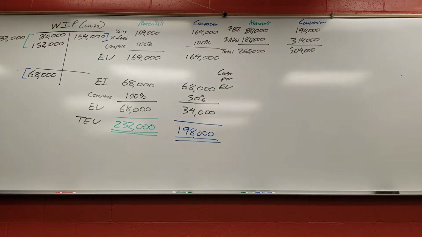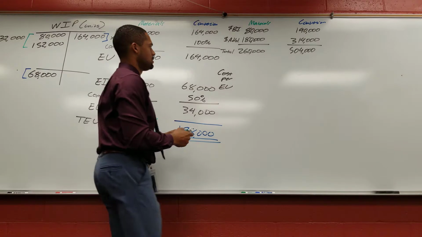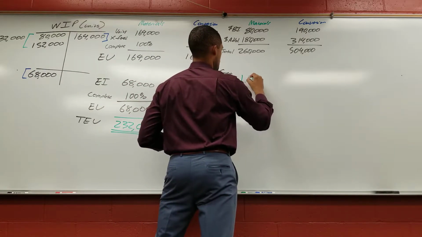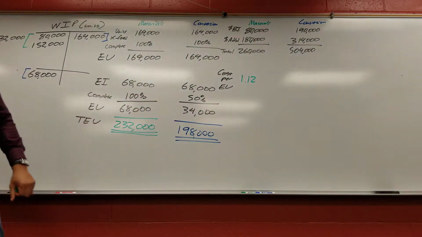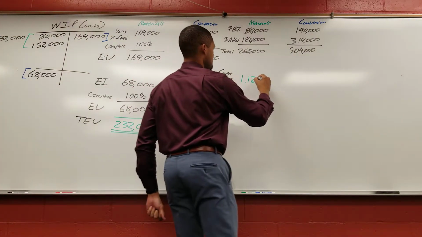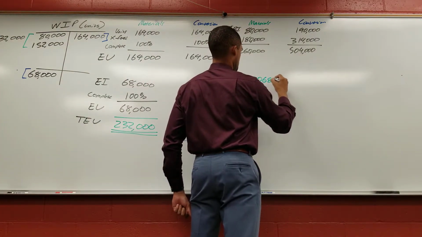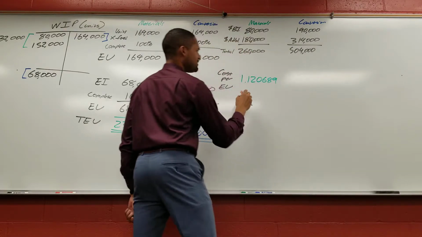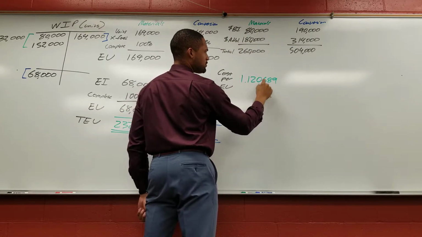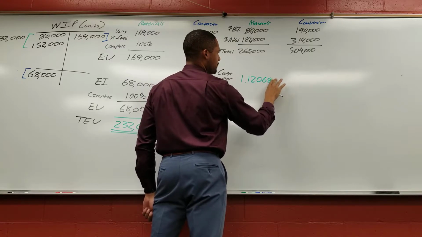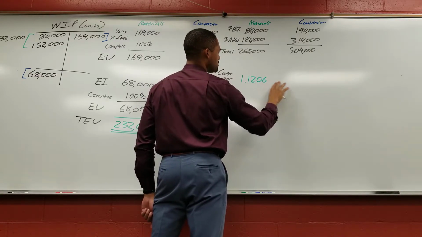I have no idea. 260,000 divided by 232,000. I'm getting $1.1206896. They want to round to 5 decimal places. 1, 2, 3, 4, 5, and you're going to go up to 1.12069.